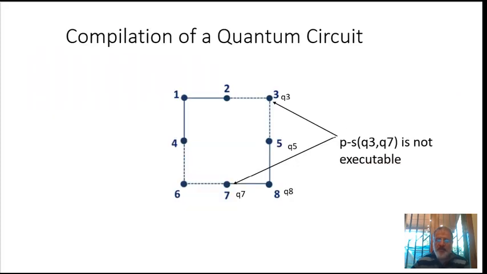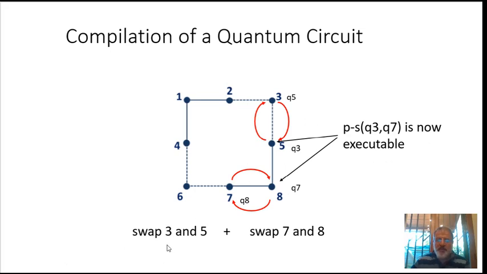Just to provide an example, let us suppose that we have to execute a phase shift gate between the Q state Q3 and Q7. At the moment, this phase shift gate is not executable because Q state Q3 rests on qubit 3 and Q state Q7 rests on qubit 7, and they are not adjacent. So what we can do to address the situation is the following. We could swap the Q state 3 and 5 and the 7 and 8 at the same time. Therefore, putting the Q state 5, 3, and 7 adjacent, and now the phase shift between Q state Q3 and Q7 is now executable.